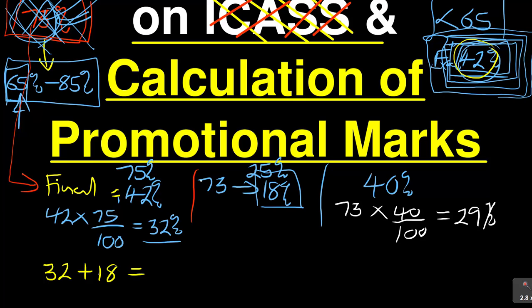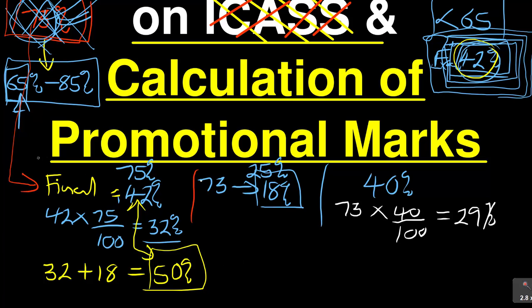So what they do is they take this 32 and add it to 18. So say 8 plus 2, it's what? It's 10, which is 0 carry 1. 3 plus 1 is 4 plus 1 is 5. So you are going to get, instead of 42, your mark now is 50%. So you see that the ICASS played a big role there.